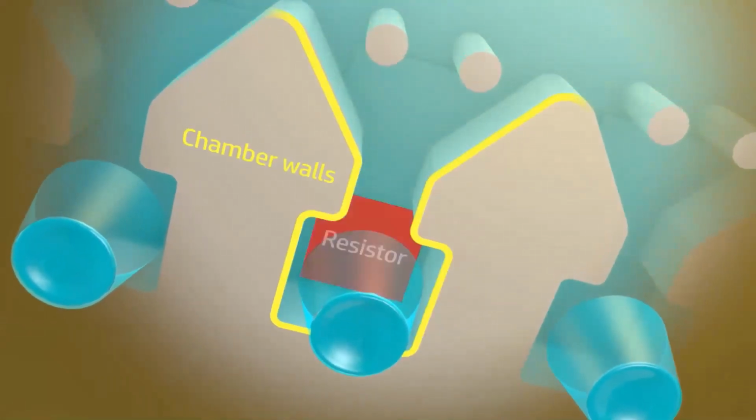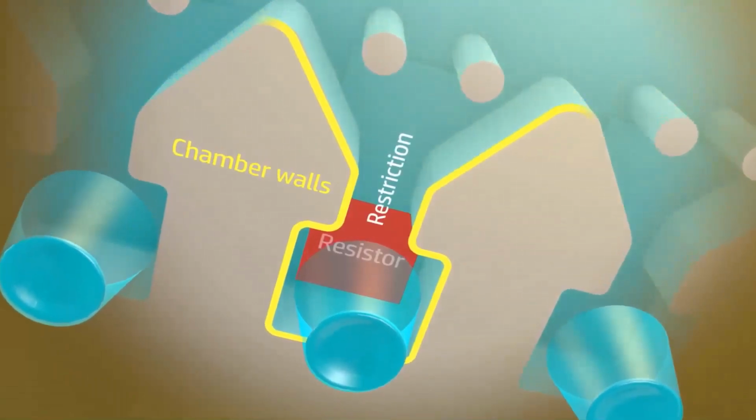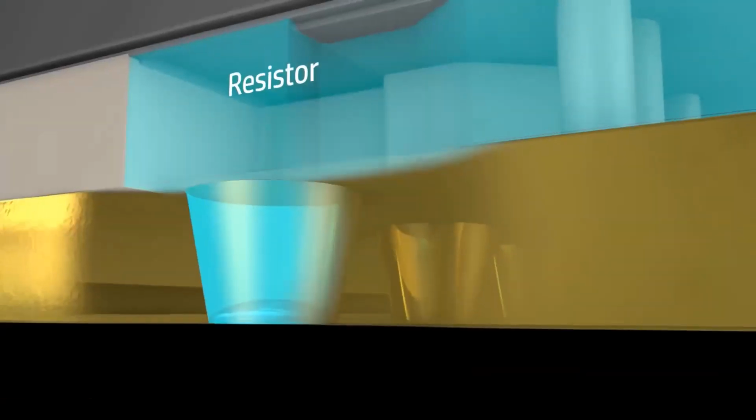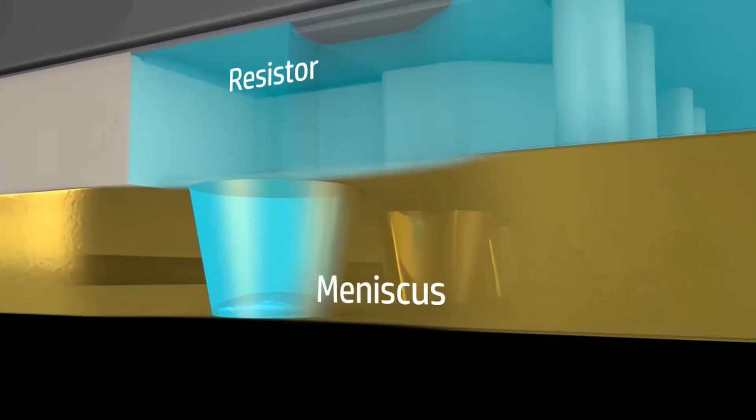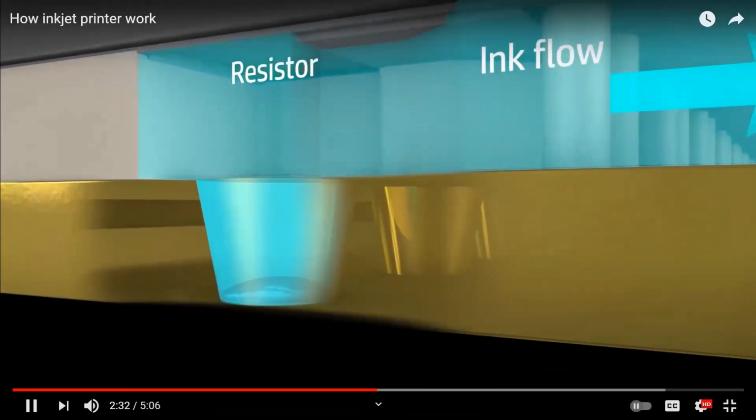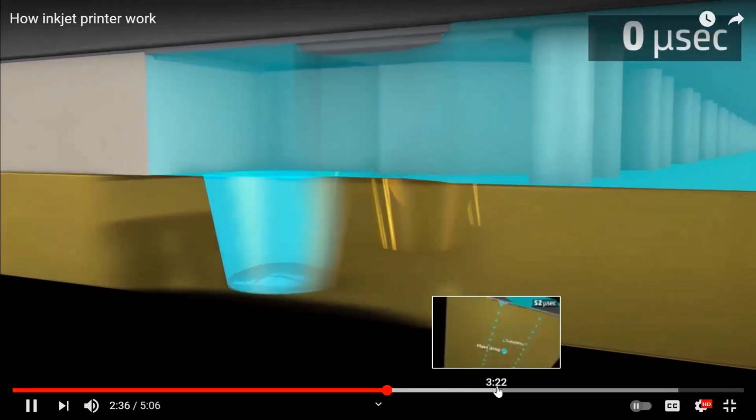3 walls surround a heater resistor on the silicon, and the chamber is open to the ink supply through a restriction. 2 pillars prevent particles from clogging the chamber and nozzle. The nozzle is filled with ink, and the meniscus is the surface where the ink meets the air. A human hair is thicker than the chamber and nozzle together. The clock shows time in microseconds.